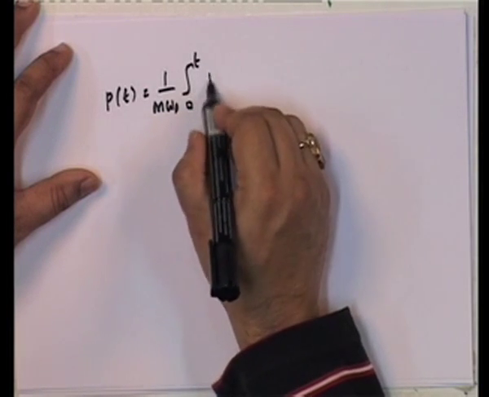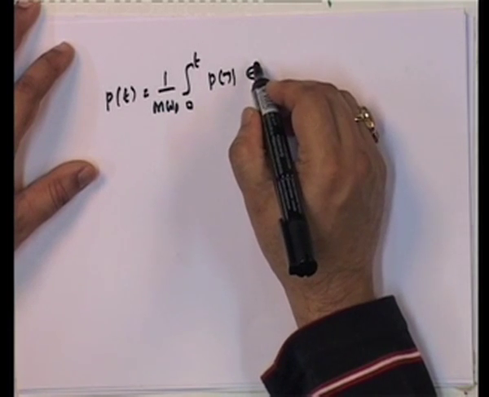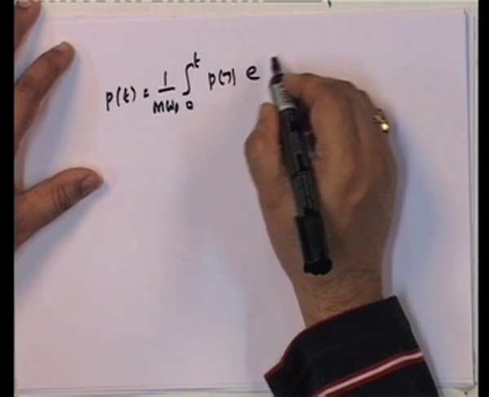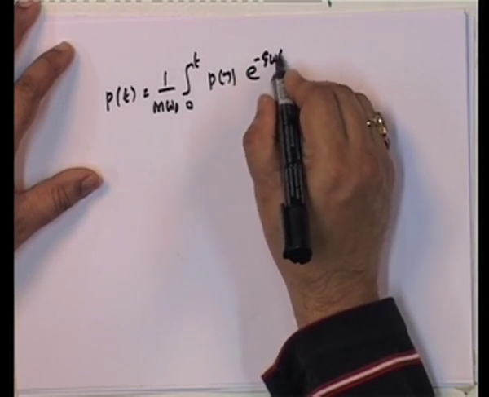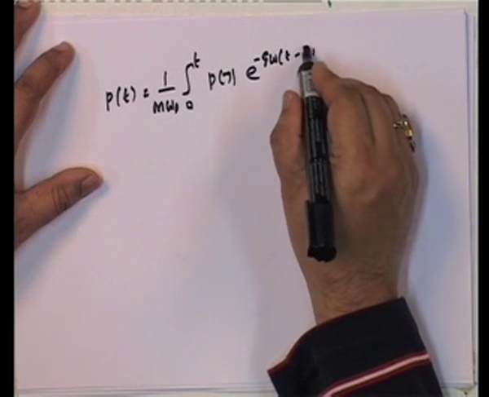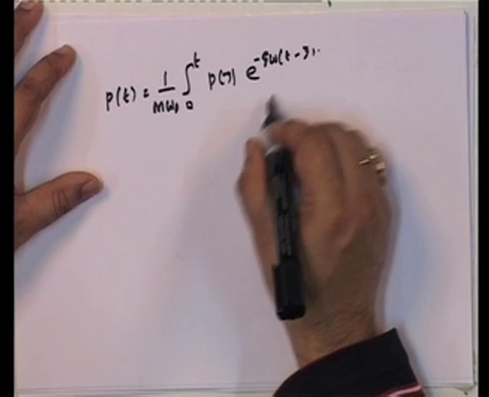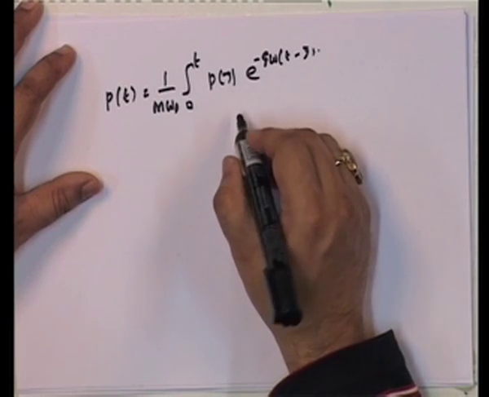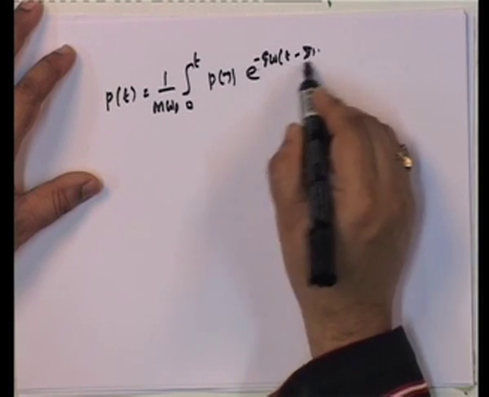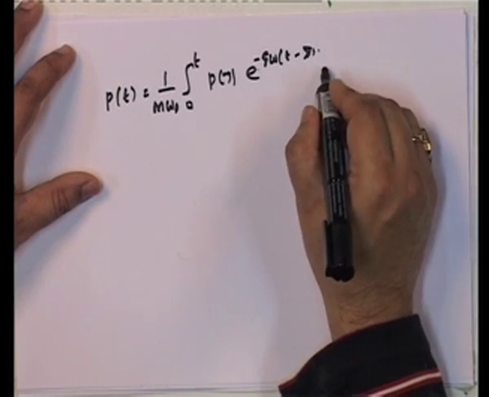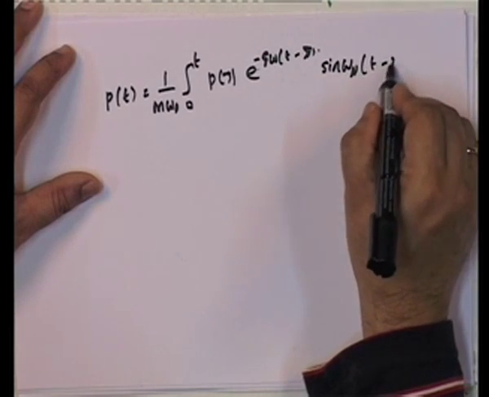p of tau exponential. Now, if you look at this, this essentially becomes minus xi omega (t minus tau). This one I can write in the following format, as e to the power of minus xi omega (t minus tau), and then you have sine omega d (t minus tau).